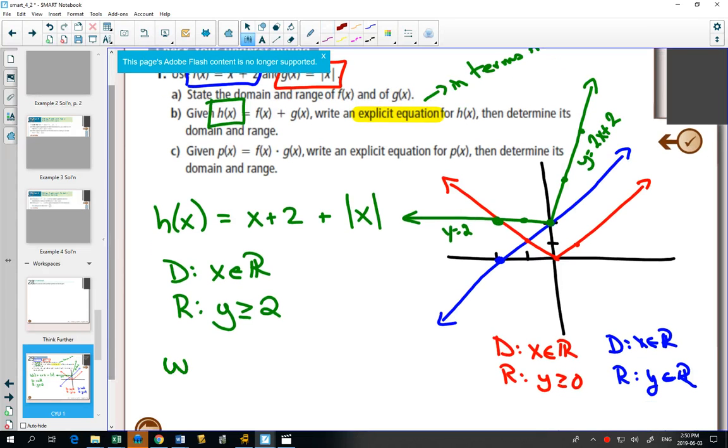Now, when x is bigger than or equal to 0, would you agree that the absolute value of x is the same as x?